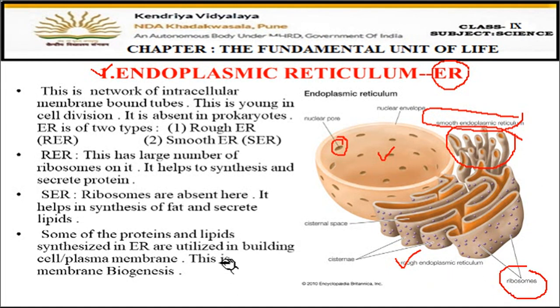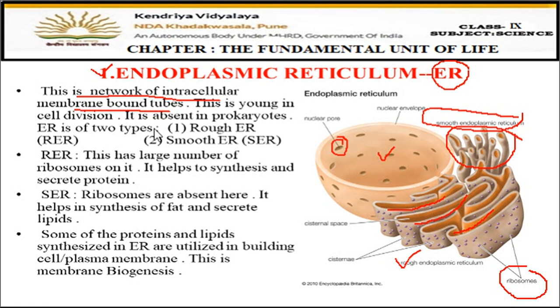and where ribosomes are present it is called rough. Okay, so this endoplasmic reticulum is a network of intracellular membrane bound tubes, right? Intracellular means these tubes are present inside the cell, and there is a network of these tubes. You can see here this one tube, this second tube, third tube, right? So this ER is a network of membrane bound tubes. All the tubes have their membranes, layers, boundaries.